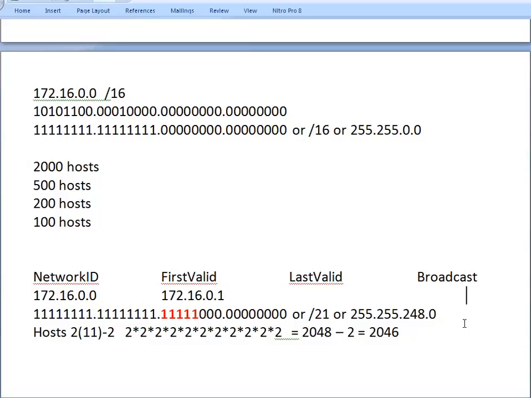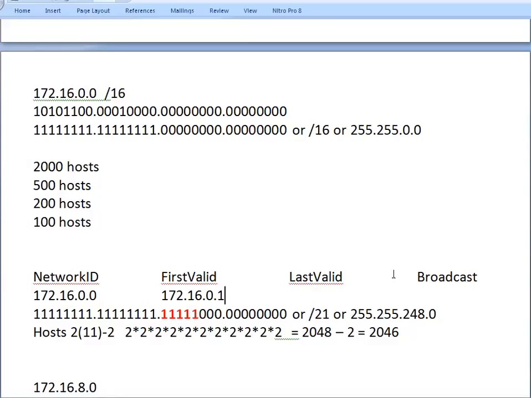To find the last valid address and the broadcast address, it's better if you find the next network ID. The next network ID is going to be 172.16, which doesn't change because we had all ones. Now we have to look where the separation is happening. It's happening in the third octet, and this bit represents 8. So we have to increment the third octet by 8, from 0 to 8. So 8.0.